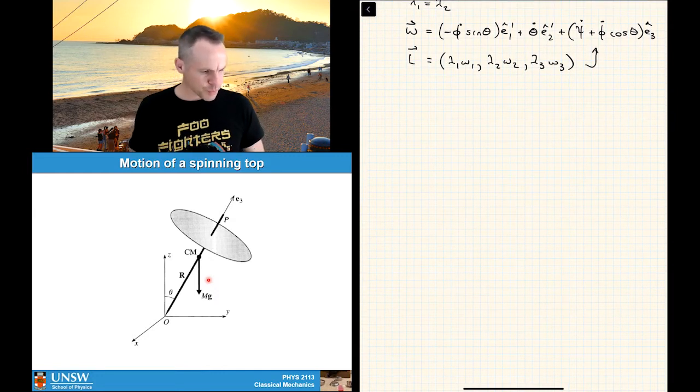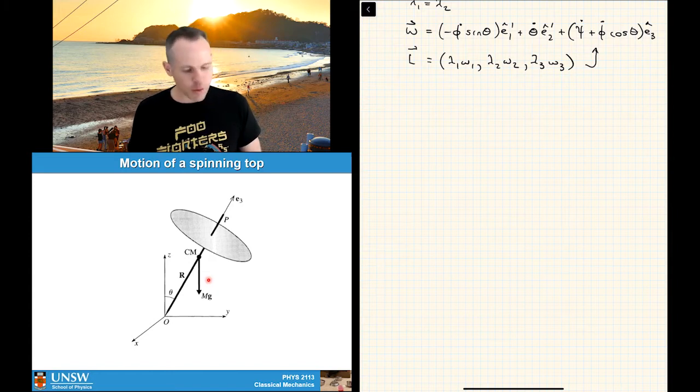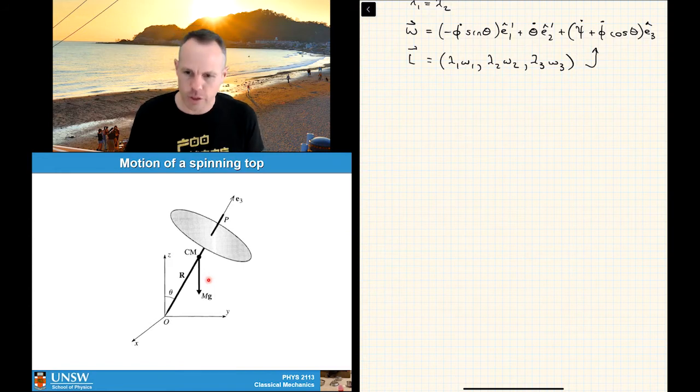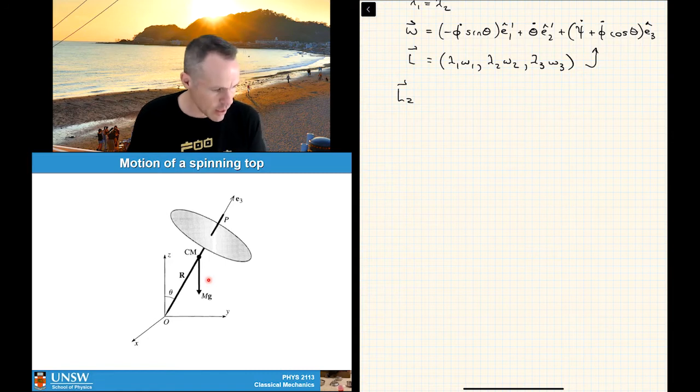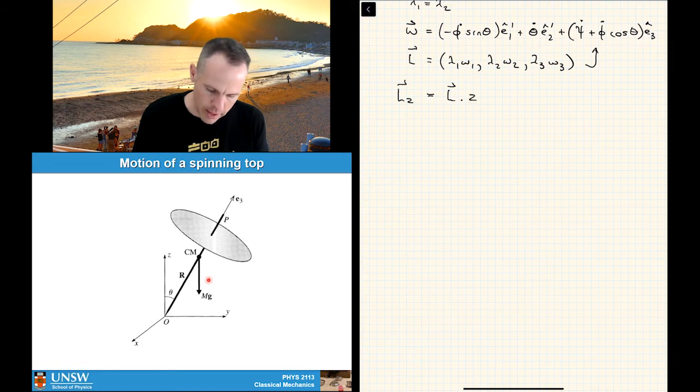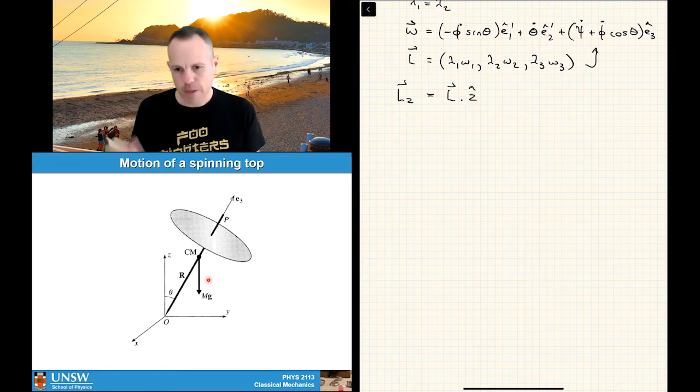Okay, so we're going to need a few things later on in this problem. And so I'm going to build them up slowly as we go along. And we're going to do this as a Lagrangian problem. So what I'll do is set this up so that you can see what a really ugly and hard Lagrangian problem looks like by the end of the course, because we've done quite a few trivial ones. So later on, we're going to need the Z component of my angular momentum. And so we can get that out by taking the dot product of L and the unit vector Z.